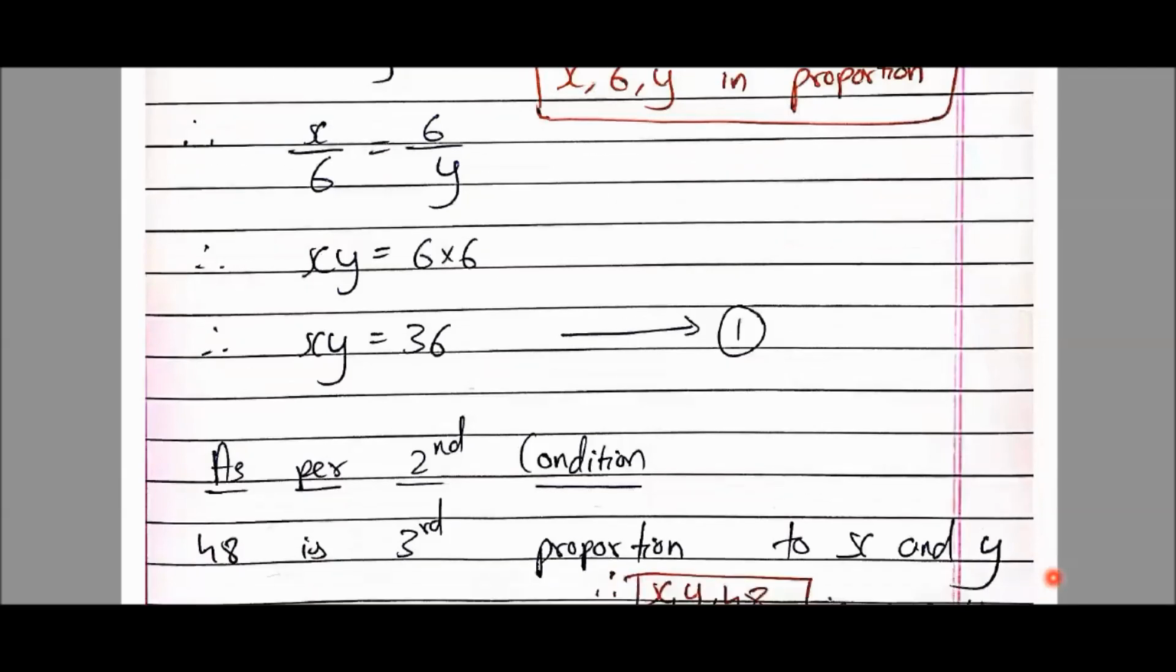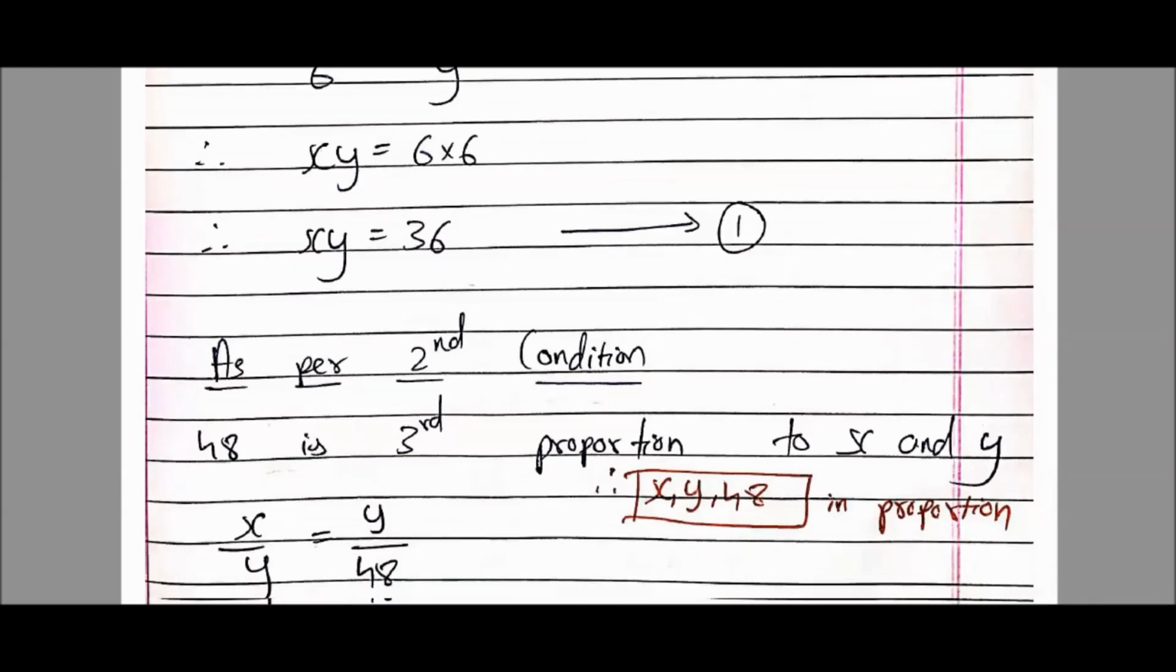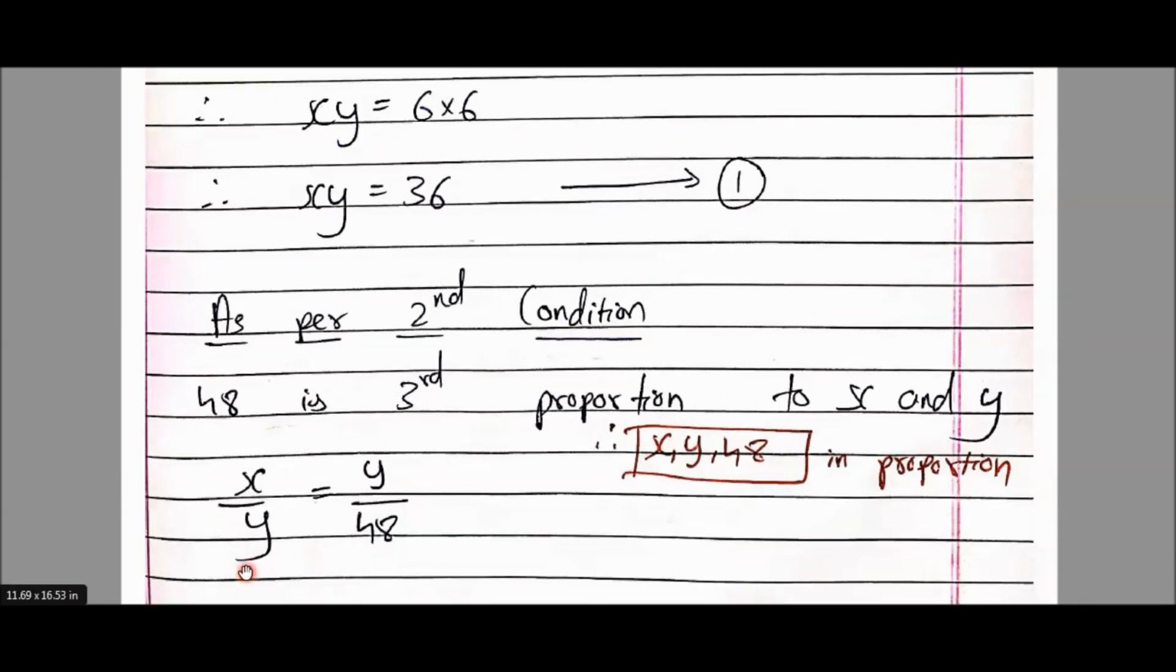As per the second condition, it's written here: 48 is the third proportion to X and Y. Just look at this red box. Can I say X comma Y comma 48? X first, second Y and third 48. To add more, can I say Y is acting as a mean proportional between X and 48? So directly you can also write Y square is equal to X multiplied by 48, or you can go with the steps I have solved here. X upon Y is equal to Y upon 48. Then Y into Y becomes Y square and X into 48.